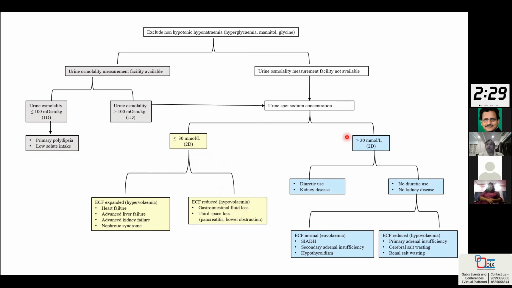So that's very clear. If the urine spot sodium is more than 30, then either the diuretic is there. If somebody on diuretics has got urine spot sodium less than 30, think about this. If urine spot sodium is more than 30, think about diuretics, but there isn't any diuretic and there is no kidney disease, is the patient overloaded? Is the patient dehydrated, or is the patient euvolemic? So urine sodium more than 30, patient is hypovolemic, think about primary adrenal insufficiency. This is the common amongst this. No, I cannot find any overload and dehydration. Then you think about SIADH, not before that.